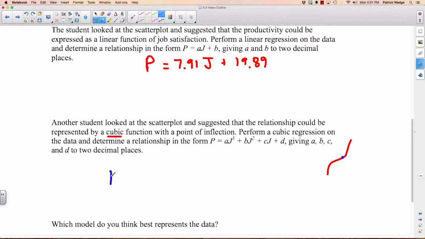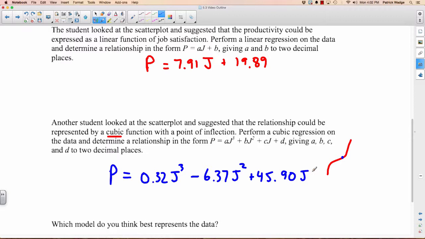So I'm not going to flip back and forth. I'm going to look at my sheet here. So I have p equals a, and the a value was 0.32 j cubed, plus b, and the b value is actually negative, so that's wrong. Got to get rid of that. I mean, you could put plus negative, but I prefer just put minus, and it's 6.37 j squared. The c value is positive. It's 45.90 j, and the d value is negative. It's negative 44.21. Wow, that is a long cubic function there.